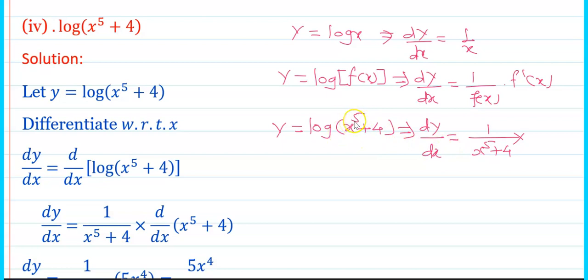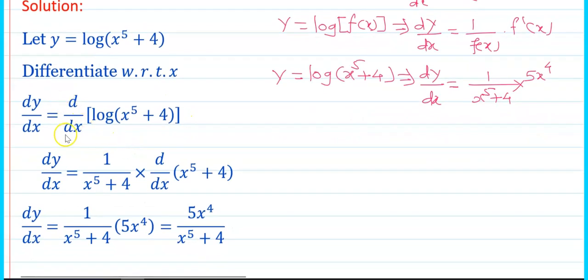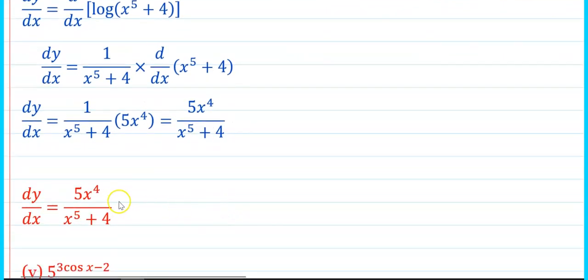Bring the power forward and subtract 1 from it. It is 5 x raised to 4, and the derivative of constant 4 is 0. Therefore dy by dx is equal to 1 into 5 x raised to 4, that is 5 into x raised to 4 upon x raised to 5 plus 4. Here again you can see y is equal to log of x raised to 5 plus 4. Differentiate this with respect to x. Therefore dy by dx is equal to 1 upon x raised to 5 plus 4 into d by dx of x raised to 5 plus 4, which is the derivative 5x raised to 4. Normal multiplication, and hence you have the answer.